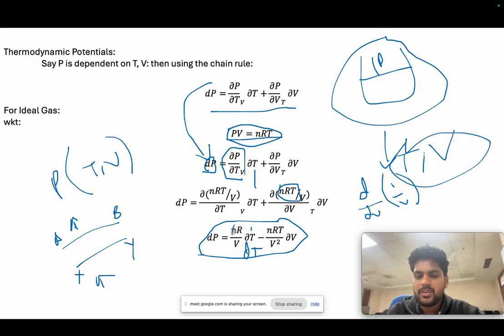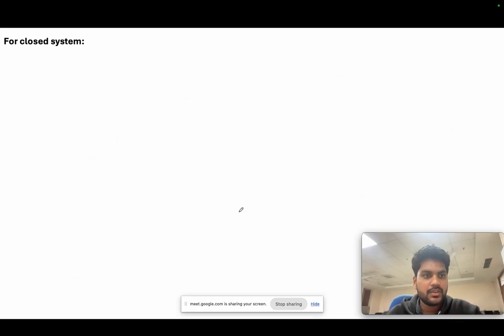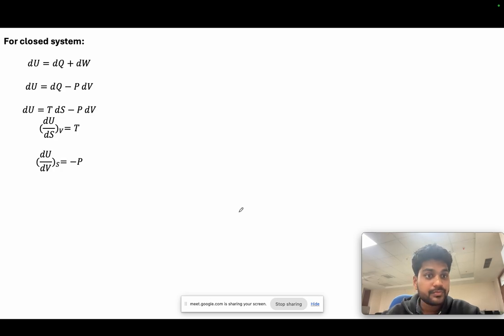So nR by V will be constant at this particular value, and then you will have dT minus nRT by V square dV. If they ask you to find out the differential pressure at a certain point, this is the basic equation. Why we are using the differential in thermodynamics is that if I am given any property, to find it between two different states, this is the function you need to use. So this is one basic example.